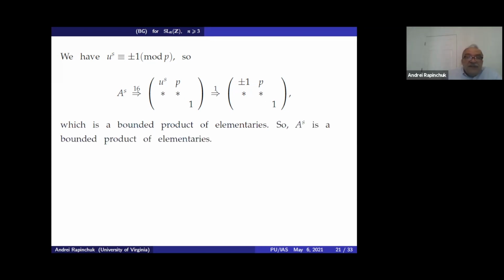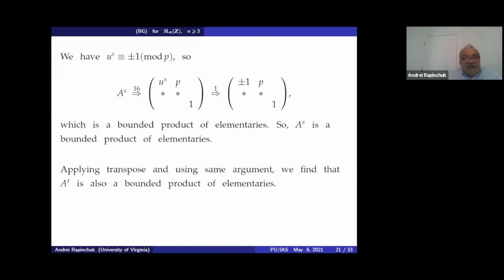Now you can take the transpose and apply the same thing to A to the T. So again, it's a bounded product of elementaries, to the effect that A or its inverse is again a bounded product of elementaries. This is how you get bounded generation for SL_n(Z).